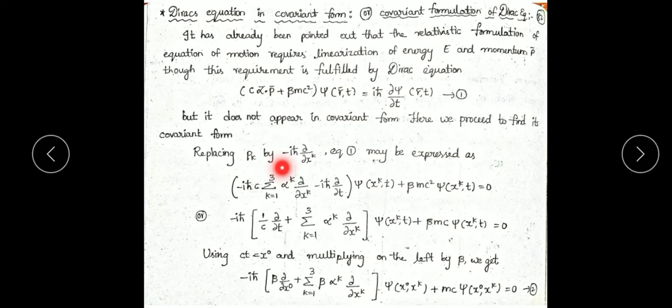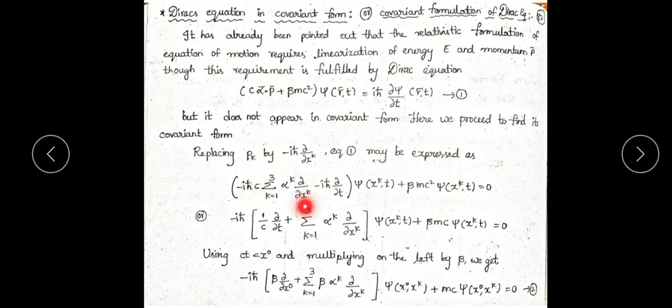Replacing pk is equal to minus iħ ∂/∂xk. We know that px is nothing but minus iħ ∂/∂x, and py is nothing but minus iħ ∂/∂y. In the same form, pk could be written as minus iħ ∂/∂x^k. So equation 1 may be expressed using this. This is equation 1. Now this converts to, in the place of p, minus iħ ∂/∂xk.